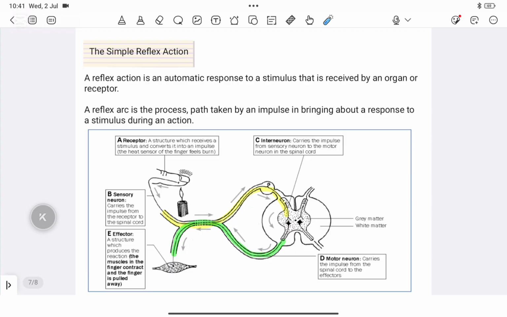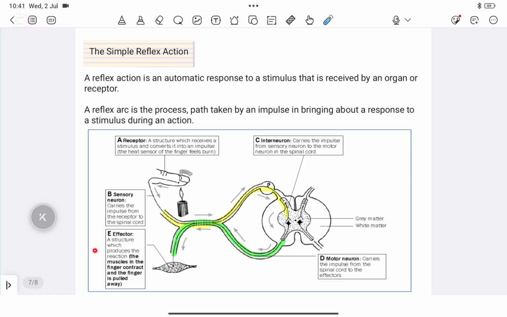Where we are, step 2, which is the sensory neuron. Remember sensory neuron, what does it do? It carries the impulse from the receptor to the spinal cord. We are now going here. That is step 2 or B. Then we are now at C, or step 3, the interneuron. It carries the impulse from the sensory neuron to the motor neuron. Okay? Then we are now by D, where what? It's going now back. It carries the impulse from the spinal cord to the effectors.